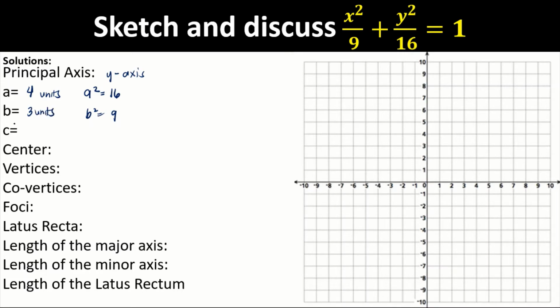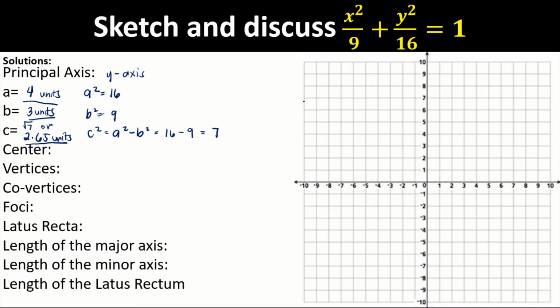Okay, and then to get the value of C, we have C squared is equal to A squared minus B squared. So, 16 minus 9 is equal to 7. If C squared is equal to 7, therefore C is a square root of 7. Or, kapag kinuha natin decimal points niya, we have 2.65 units. Okay, so we have this A, B, and C.